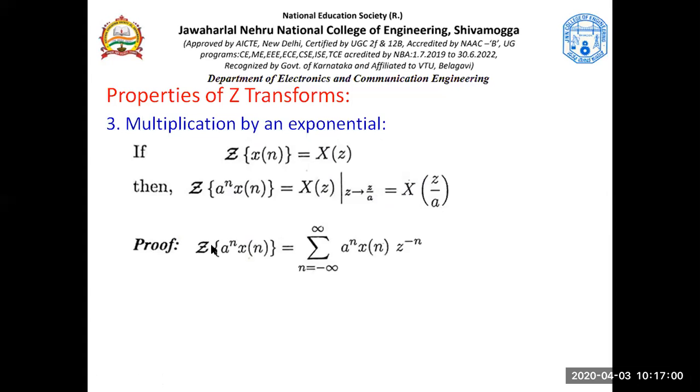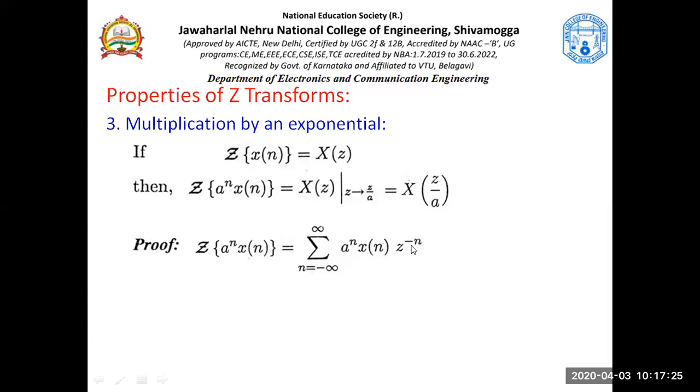So what is the proof for this? You're applying z transform on a power n x of n. So in place of x of n, you substitute a power n x of n. Now after substituting a power n x of n, what we need to do, there are two powers of n. See here, there is one power of n here, there is another power of n here.